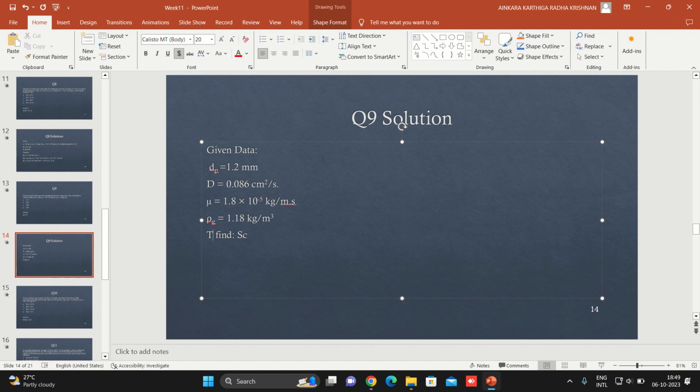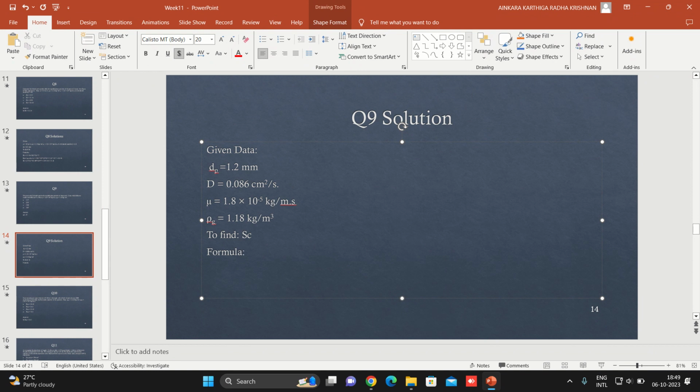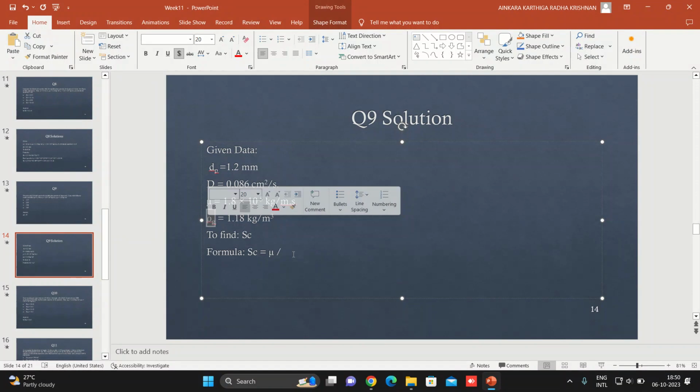So we all know what the Schmidt number is, and the formula is Schmidt number equal to mu by rho g D. We saw that the Schmidt number is the ratio of kinematic viscosity to the diffusion coefficient. So mu divided by rho g.